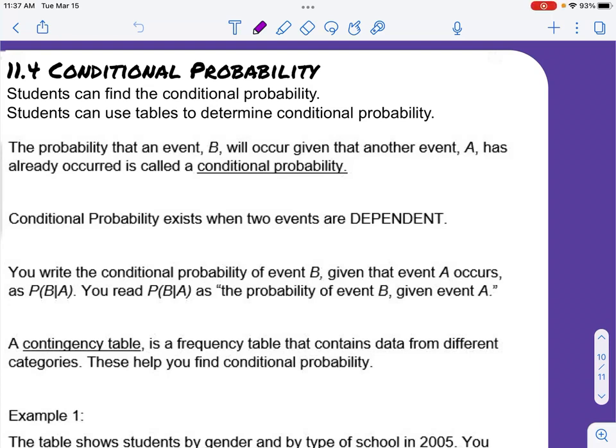Hello all. Today we are going to be covering 11.4, conditional probability. You guys will be able to find conditional probability and use tables to determine conditional probability.